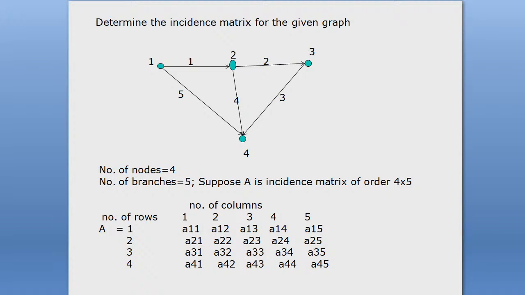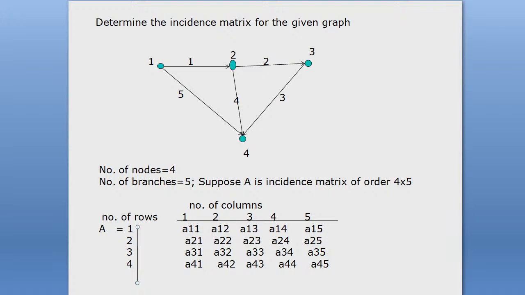Now our objective is to calculate the values of these elements. Suppose this is the number of columns and this is the number of rows. Column 5, branch 5, row 4, nodes 4. Now our objective is to calculate the values of these elements, A11, A12, A13, A14, A15 up to A45.